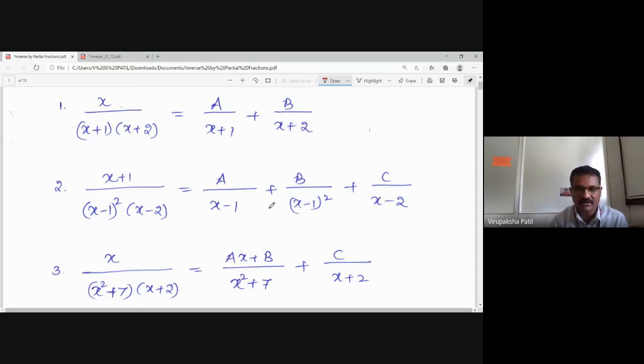Why are these called partial fractions? Because these are the parts of this complete fraction. If you simplify this once again, after getting the values of a, b, c, you will definitely get this original thing back.